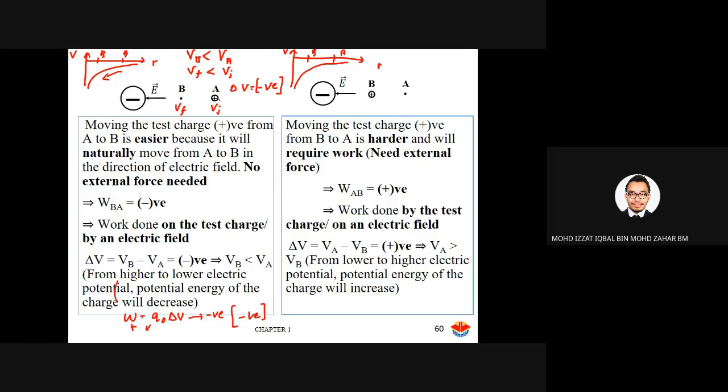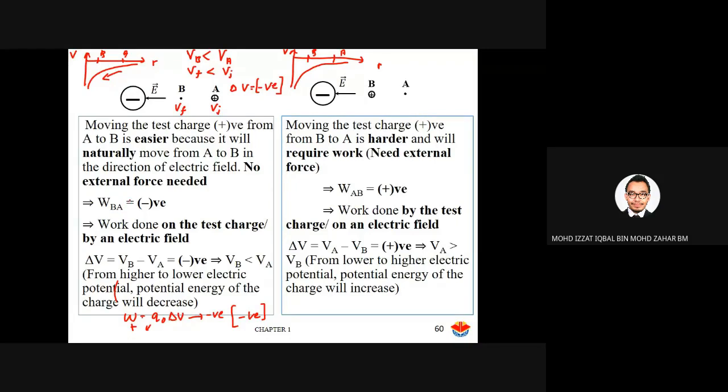Positive charge, negative charge. Sekejap saya baca balik. Negative, VB, work done is negative, okay. From higher to lower potential, sekejap. Oh betul lah, saya tiba-tiba saya confused.